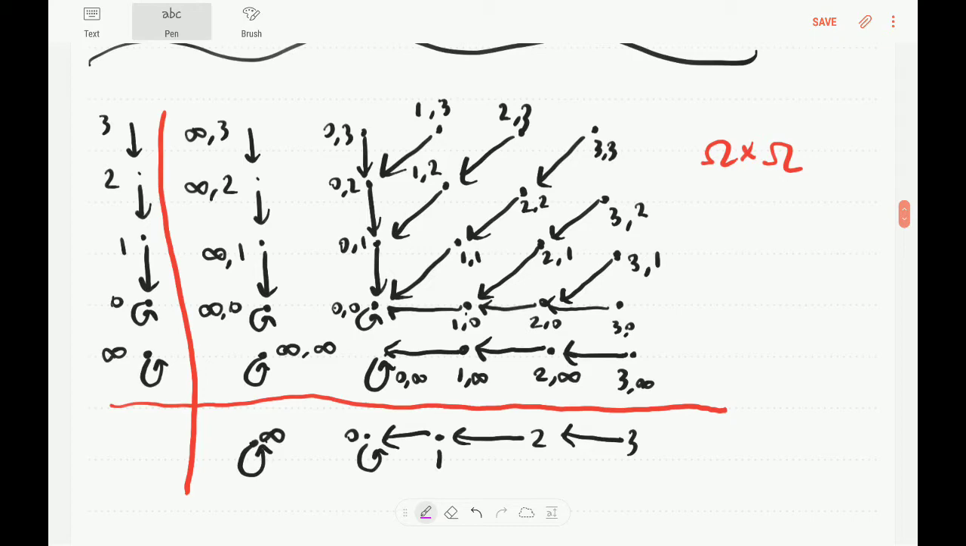Okay, so now we're ready to start talking about some logic. Now we've actually built up this understanding of what the subobject classifier of this category of dynamical systems is like. So one thing we're going to need is, what does omega times omega look like? And we see it here.